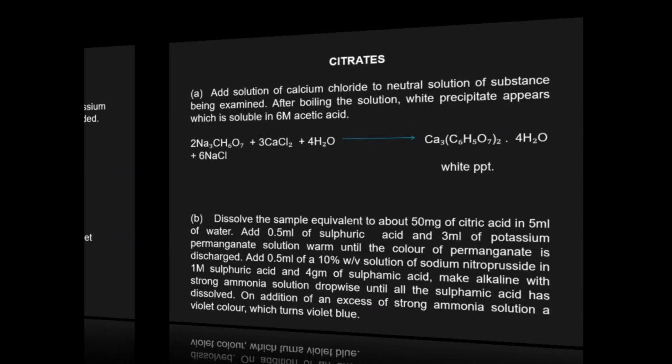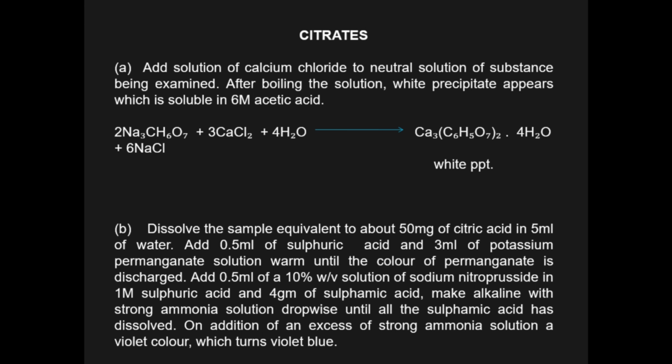Next anion under this topic is citrate. The method of identification for this one is to add solution of calcium chloride to a neutral solution of the substance being examined. After boiling the solution, a white precipitate appears which is soluble in 6 molar acetic acid. So the sample is reacted with calcium chloride in solution form, resulting in formation of a white precipitate, which is the complex of calcium ion and your molecule.